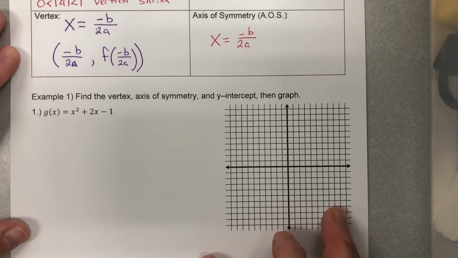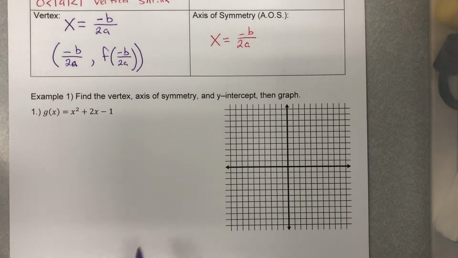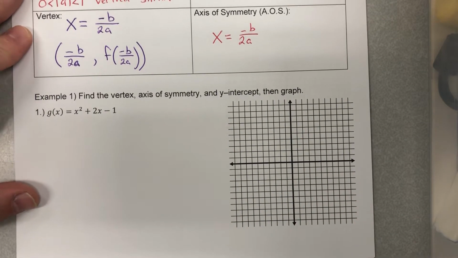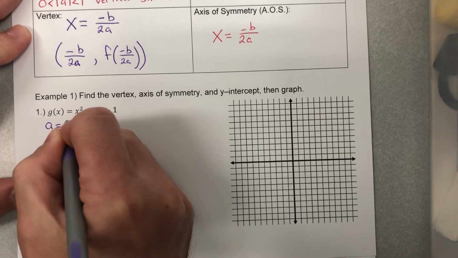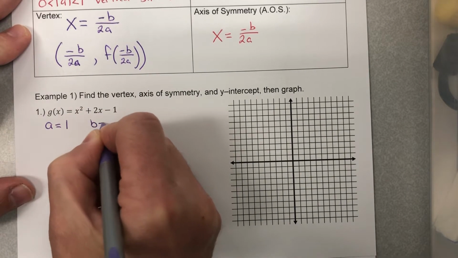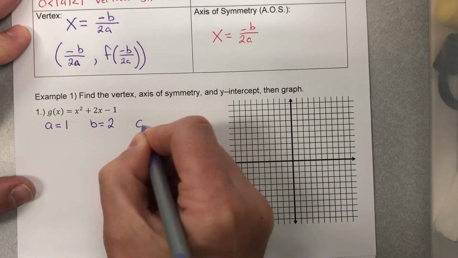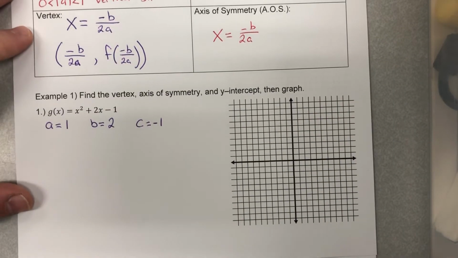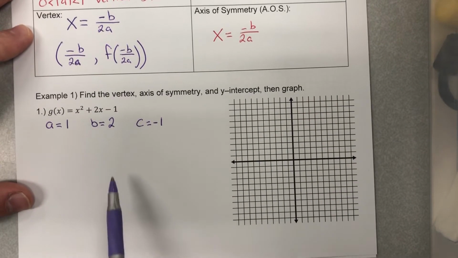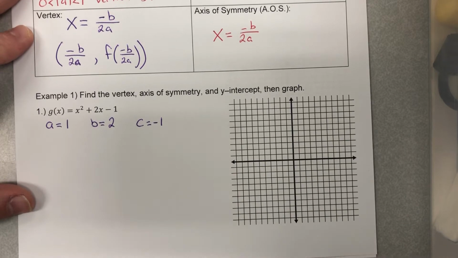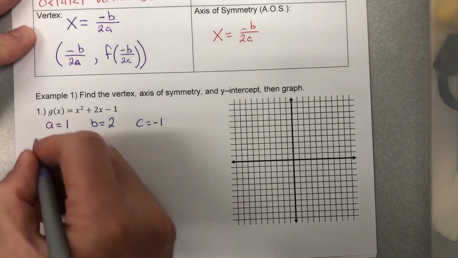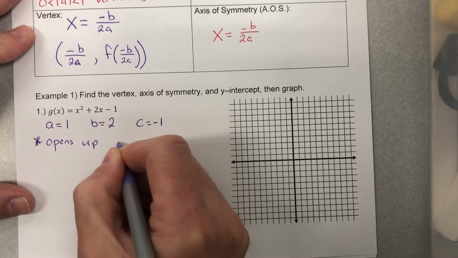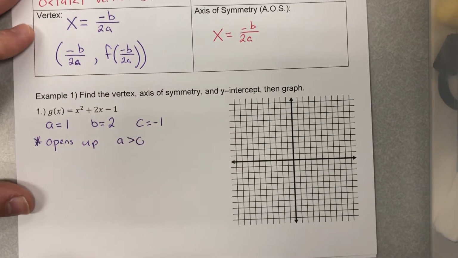We have a couple examples, starting with this first one. They want us to find the vertex, axis of symmetry, y-intercept, and then graph. What I like to do with these problems is say, what's my a value, which is 1, my b value, which is 2, and my c value, which is negative 1. These three values help me because I'm going to use them to find other important points on our graph. I also like to realize that this parabola opens up because a is greater than 0.